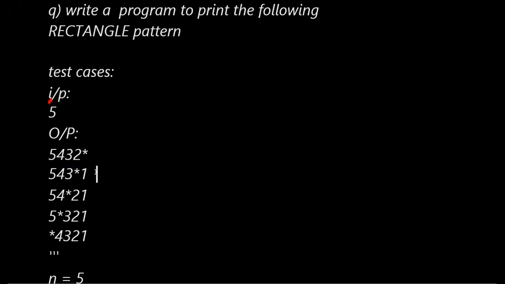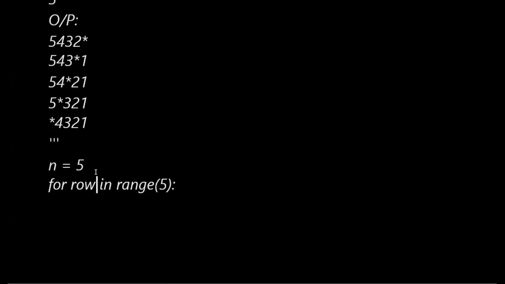First to print the first line, second to print the second line, third to print the third, fourth to print the fourth line, fifth to print the fifth line, I need to iterate a total of 5 times. So I need to use a for loop to iterate over 5 times.